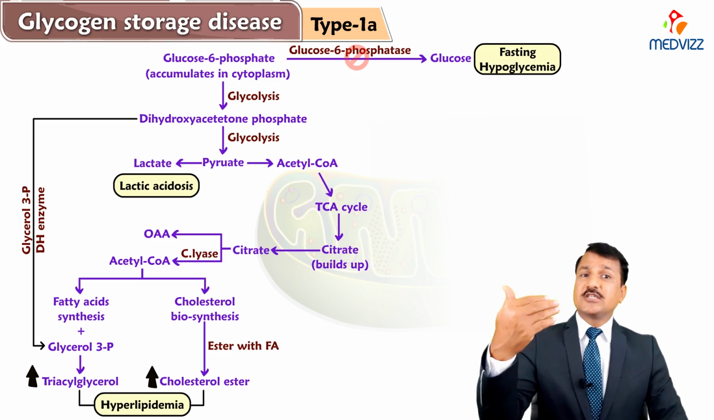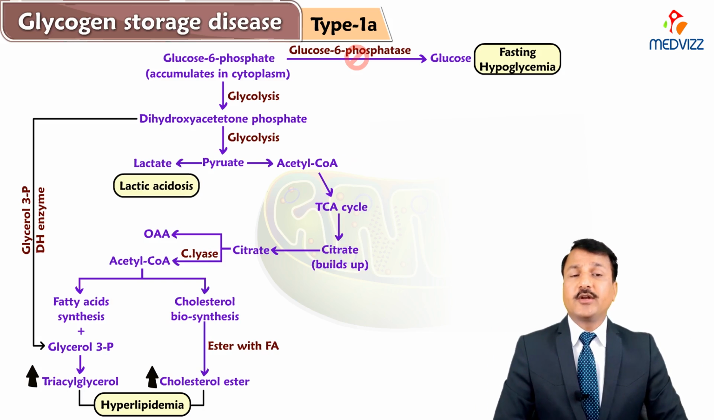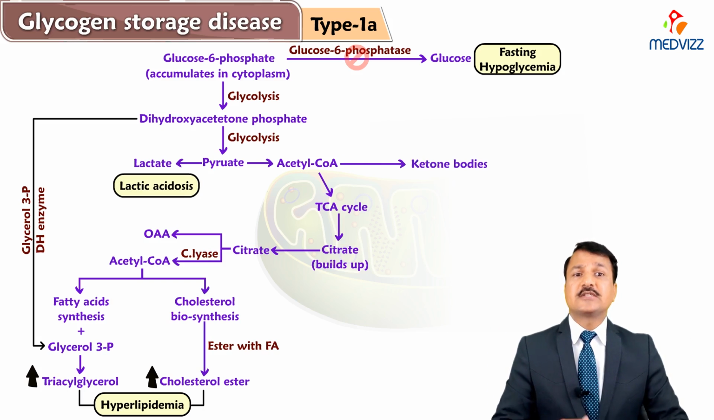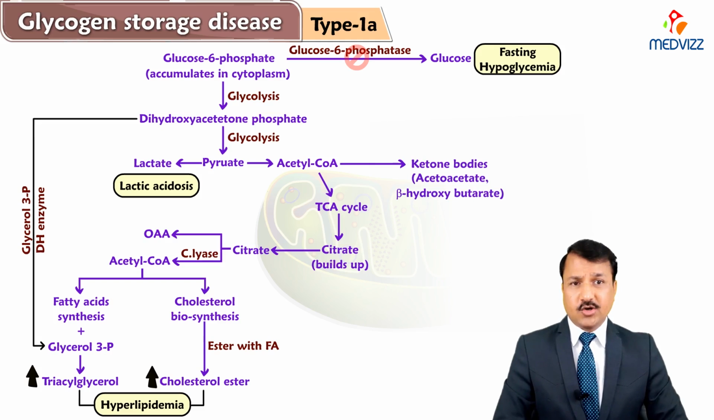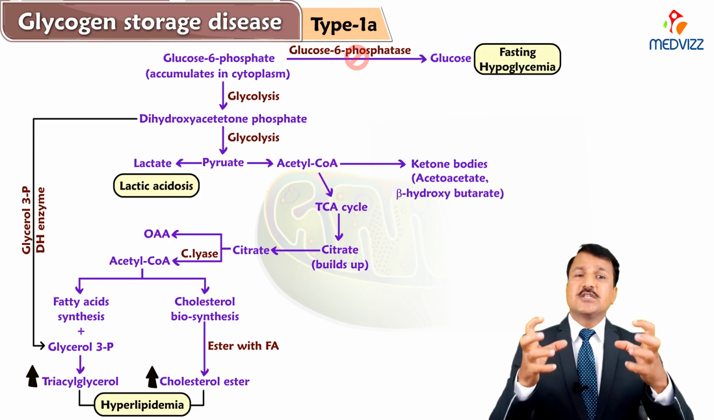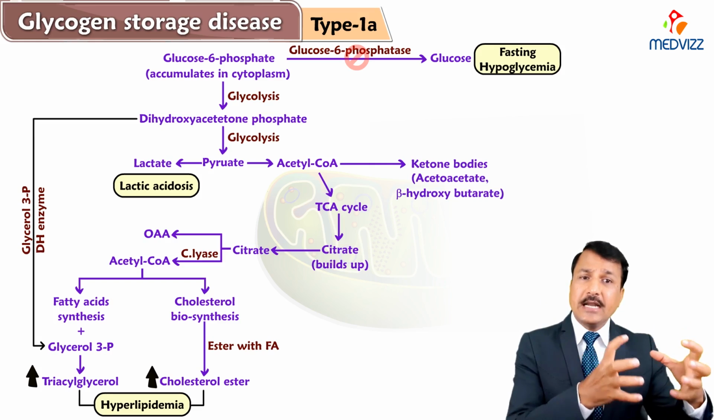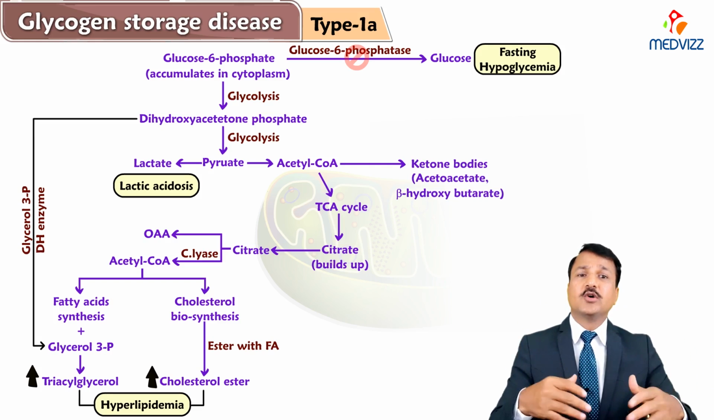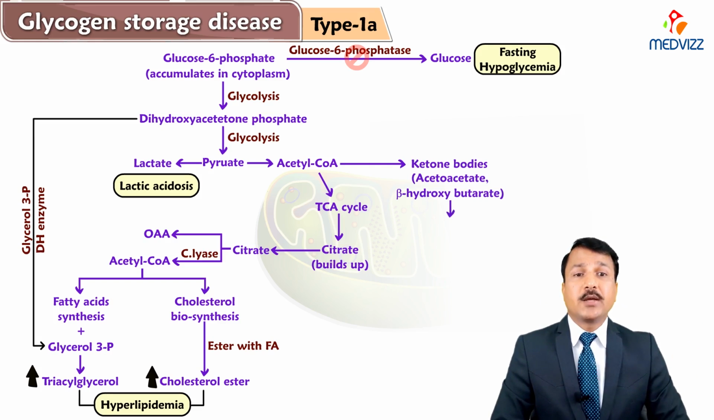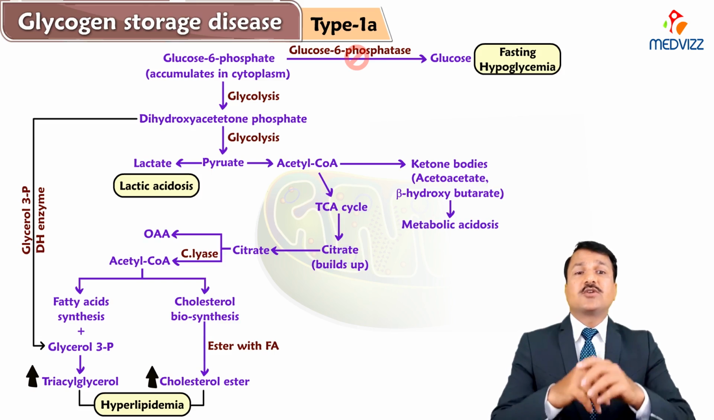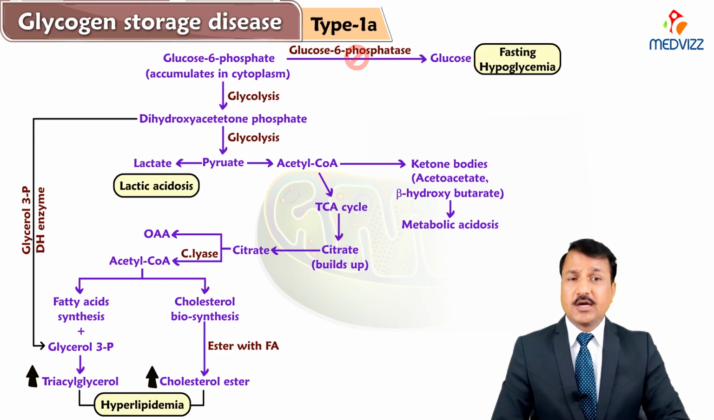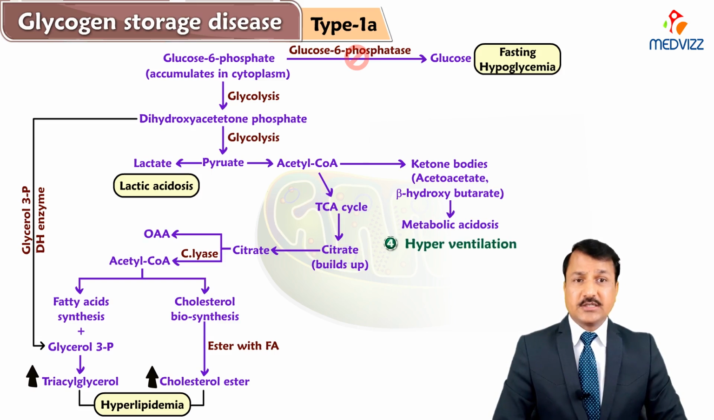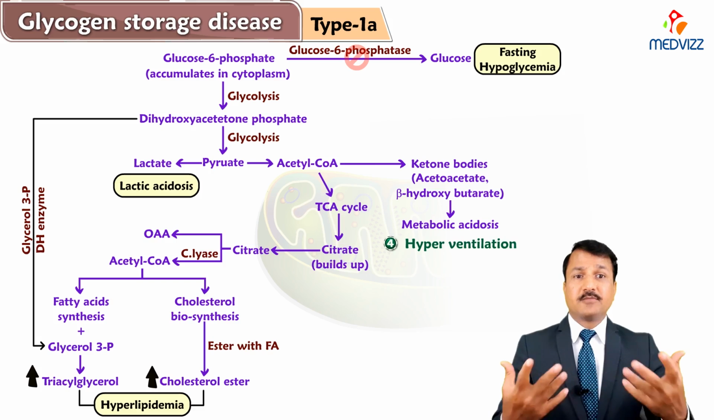Why? Because acetyl-CoA can also be diverted into ketone body formation, that is acetoacetate and beta-hydroxybutyrate formation. And acetoacetate, beta-hydroxybutyrate and lactate, all of them are acidic molecules. Ultimately, they will give rise to metabolic acidosis, and one of the consequences of metabolic acidosis is hyperventilation. So, patients with von Gierke disease may show hyperventilation as one of the signs.